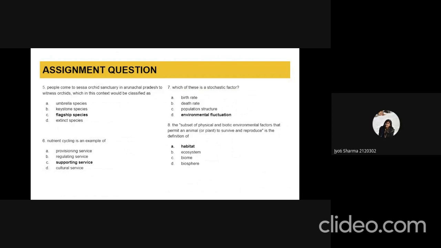Yes, ma'am. And umbrella species, from umbrella you can estimate, it has a very long range habitat. For example, if an elephant's area is 5 kilometers, whatever species we have within the 5 kilometers, all species will be protected. So that's why elephant is the umbrella species, because the home range of that species is very large. And what about keystone species? Can you guess? No, ma'am, not really.